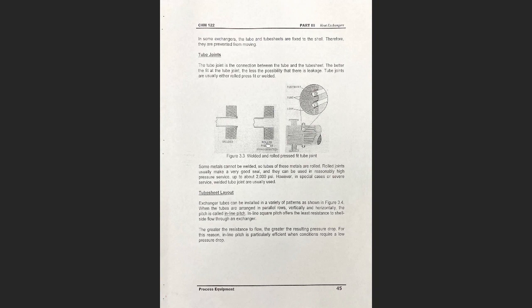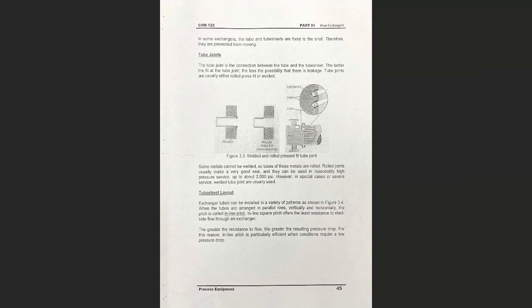أوكي، النوع الثاني اللي هو الويلدنج، اللي هو اللحام، إنه ما يكون threaded tube، لا، يتم عملية اللحام، تلحم التيوب على التيوب شيت ويتثبتون يعني as one unit. So some metals cannot be welded. As an example, if you have an exchanger made of aluminum, as far as I know, aluminum is not a metal that can be welded. So tubes of these metals are rolled.